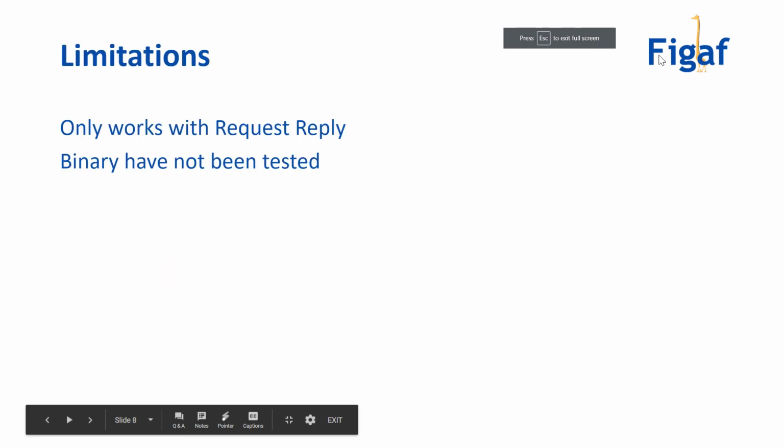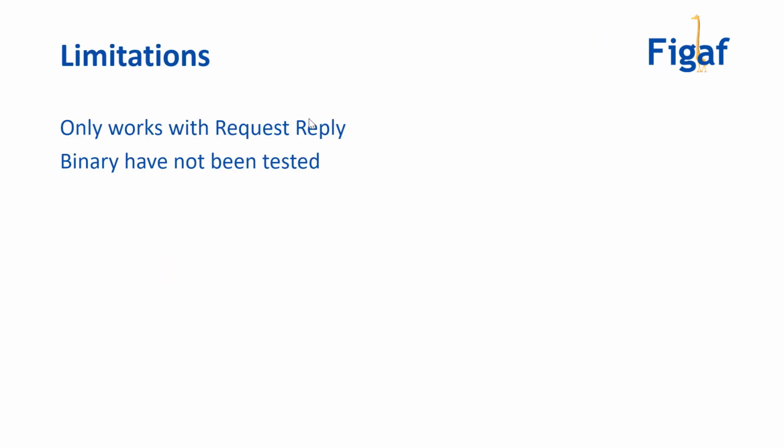And obviously we do have some limitations on this, that we're currently only working with request reply, and we haven't tested binary data. So if you have some streaming data in your headers, it will obviously cause some problems because we cannot fetch them with the trace data, and also potentially if there's binary data in the payload, that could also cause some problems.